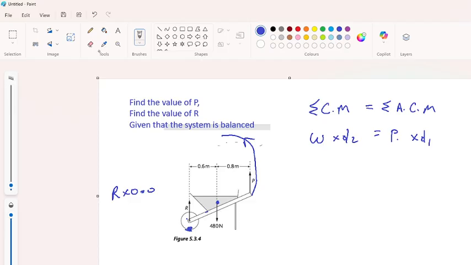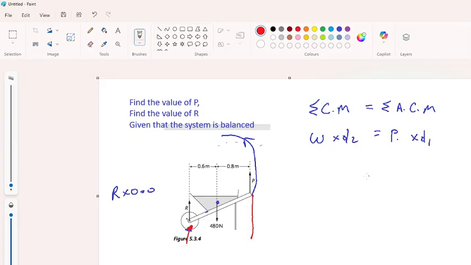Now, some students like to take the distance from here to here, and then the distance from here to here. All distances are taken from the same place, and I told you all distances are going to be taken from right here. So when you look at P, you're going to look at the distance from P to the point of rotation you chose.